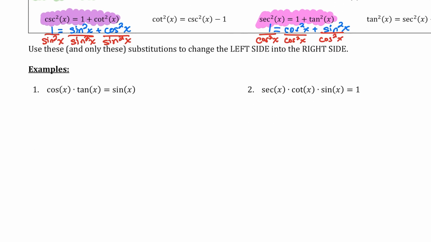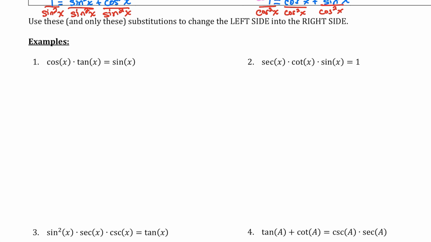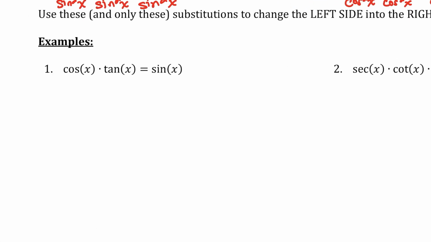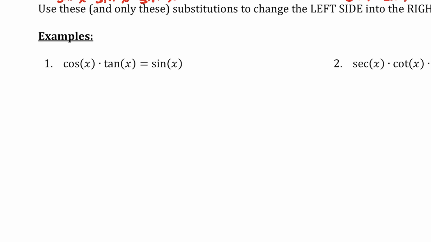So again, don't let me say the word proof scare you. What you want to do is change the left-hand side by substituting things that you see in the box above, and make it into the right-hand side. And this statement's always true. It's not like you can do this and say, oh, it's no solution. No, this is always true.